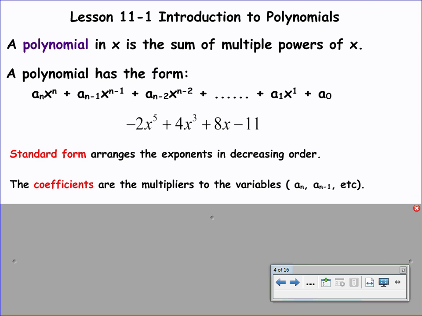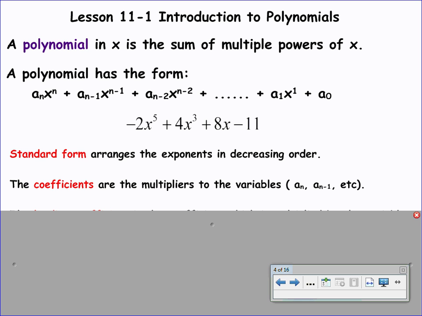The coefficients are the multipliers on the variables. As I look at this particular polynomial, I see that negative 2 is a coefficient, 4 is a coefficient, it's a multiplier on the variable term, 8 is a coefficient, it's a multiplier on the variable term, and so if we listed those, we have negative 2 is one coefficient, positive 4 is one coefficient, and 8 is another coefficient. They're the multipliers on the variable terms.